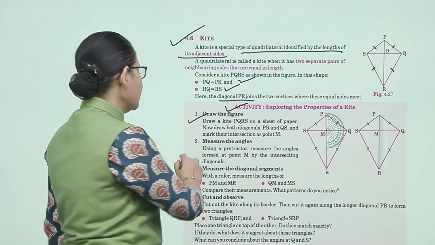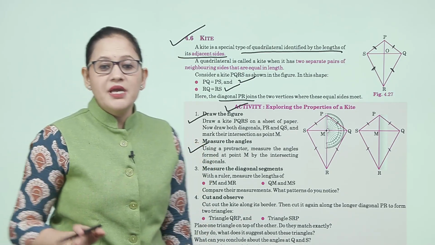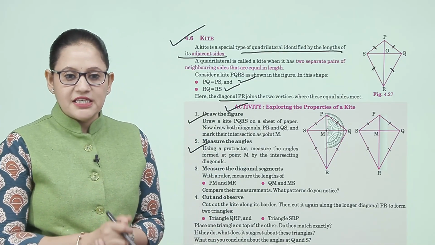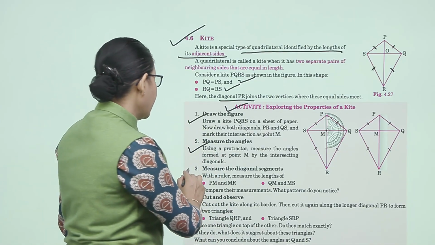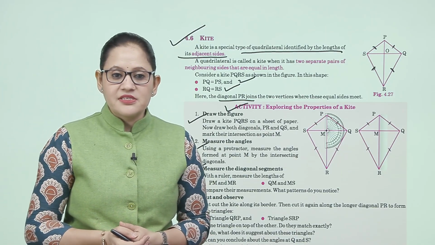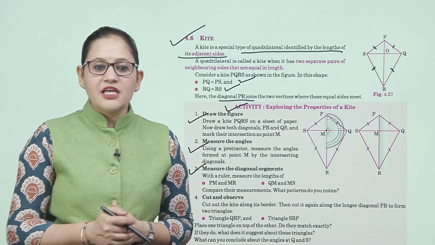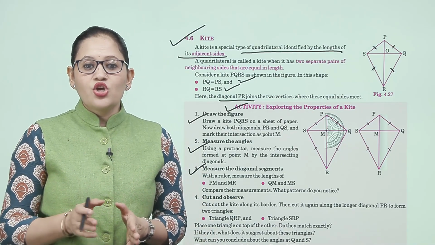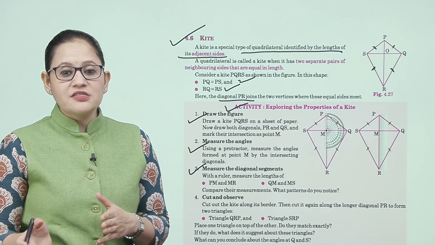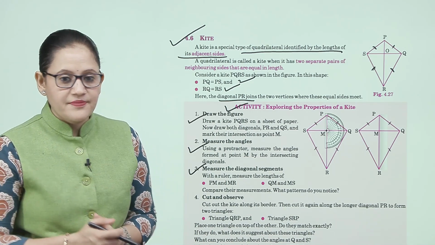Now measure the angles using the protractor. Measure the angles formed at point M by the intersecting diagonals. Now measure the diagonal segments. With a ruler, measure the length of PM and MR, QM and MS. Now compare the measurements. What pattern do you notice?